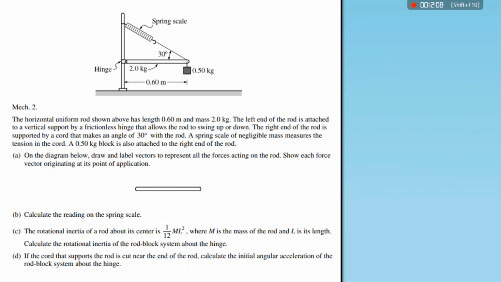Okay, part C. So the rotational inertia of a rod about its center is 1 over 12 ML squared, and calculate the rotational inertia of the rod and block. Okay. So we use parallel axis theorem. I'll need it for part of this. Do we need that for the rod, or do we need it for the block? For the block.